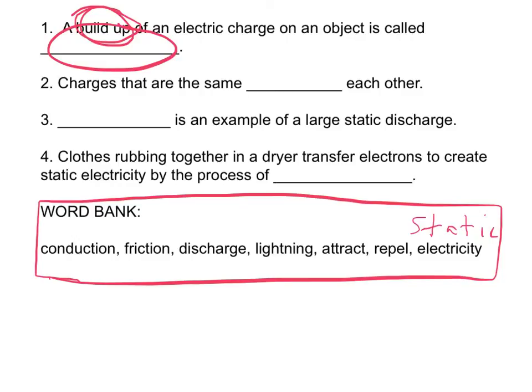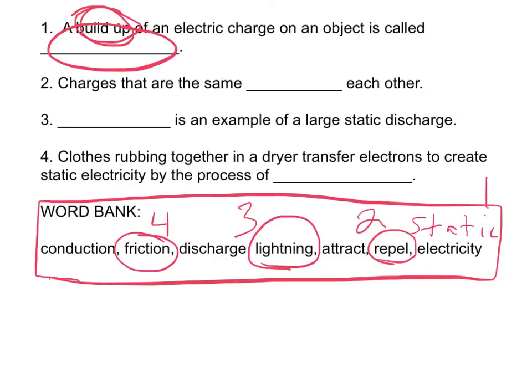Number 2, charges that are the same blank each other. The answer should have been repel. Number 3, blank is an example of a large static discharge. Lightning is an example of a large static discharge. And number 4, clothes rubbing together in a dryer transfer electrons to create static electricity by the process of friction. So friction is number 4, lightning is number 3, repel is number 2, and static electricity is number 1.